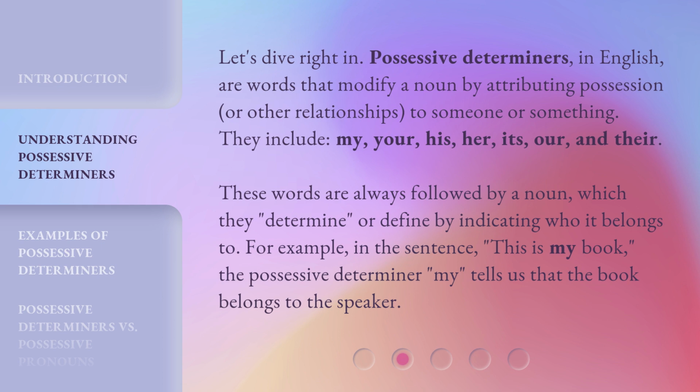Let's dive right in. Possessive determiners, in English, are words that modify a noun by attributing possession or other relationships to someone or something. They include my, your, his, her, its, our, and their. These words are always followed by a noun, which they determine or define by indicating who it belongs to. For example, in the sentence, "This is my book," the possessive determiner, my, tells us that the book belongs to the speaker.